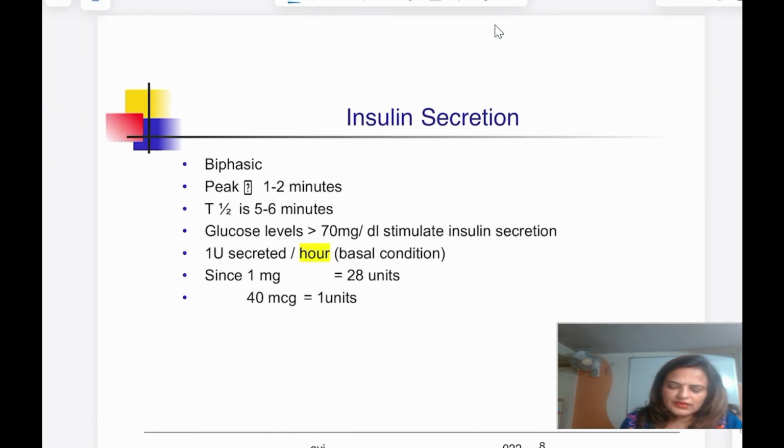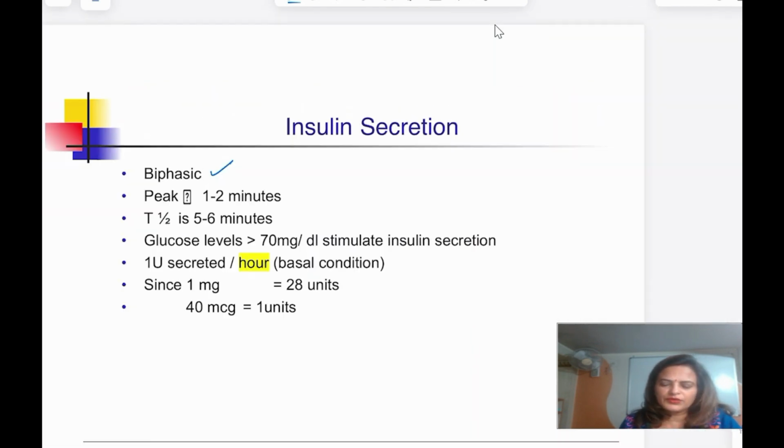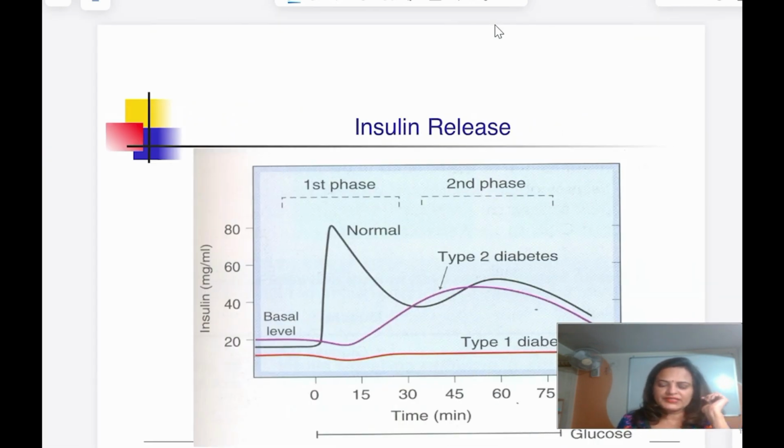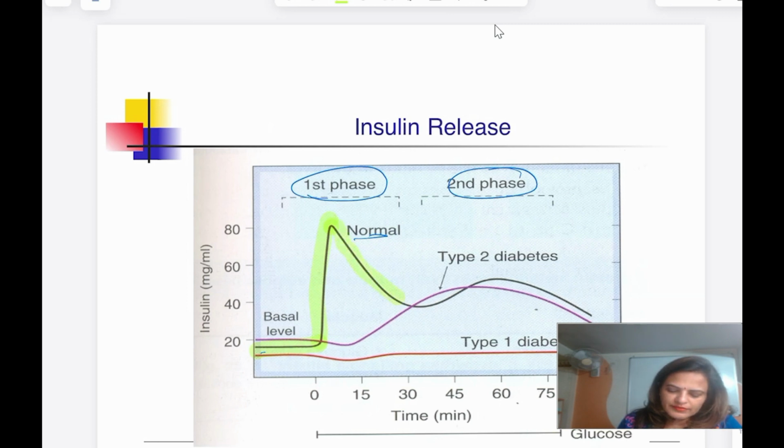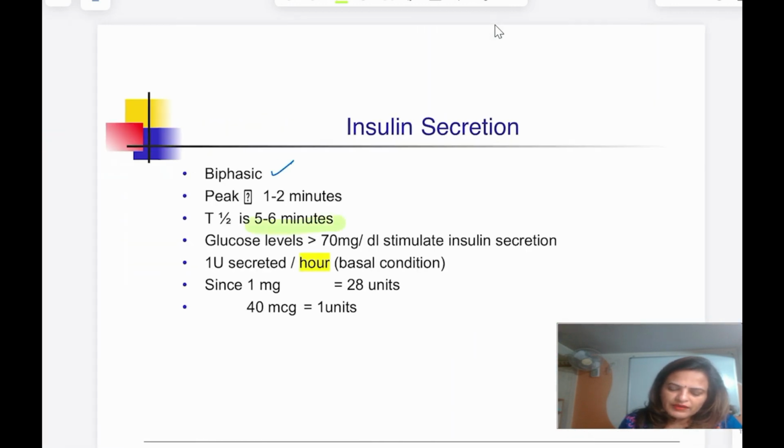Biphasic secretion is there. You can see here it is biphasic, first phase and a second phase. In the first phase, you can see this is normal. In the first phase, the peak happens within 1 to 2 minutes, and this is the second phase, and it remains there with a 5 to 6 minute half-life.